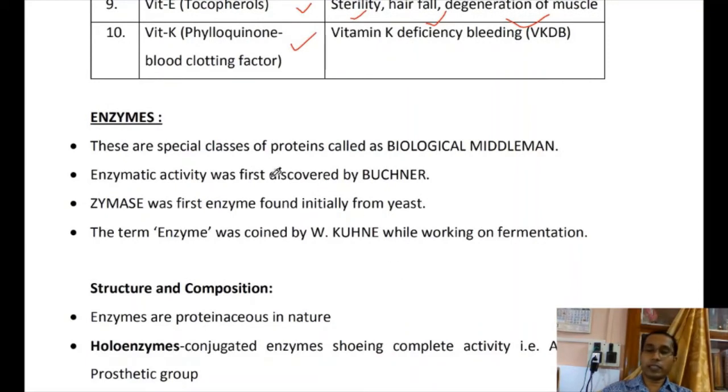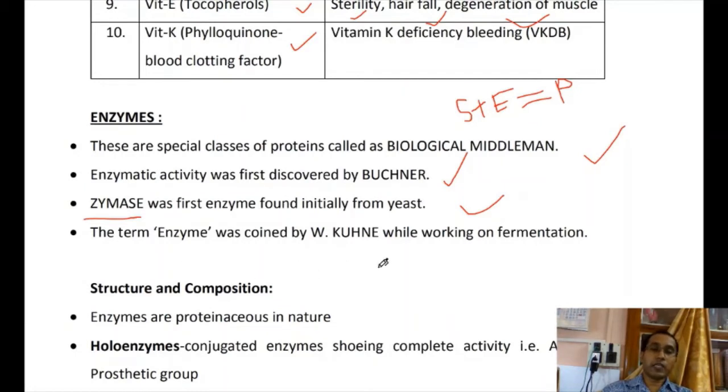Enzymes are a special class of proteins called biological middlemen because they conduct one particular event, which is called an enzymatic reaction, where they act on the substrate. Substrate plus enzyme finally changes the conformation of the substrate to make the product. So a number of chain reactions are there. Enzymatic activity was first discovered by Buchner. Zymase was the first enzyme, found initially in yeast. This is another important point.